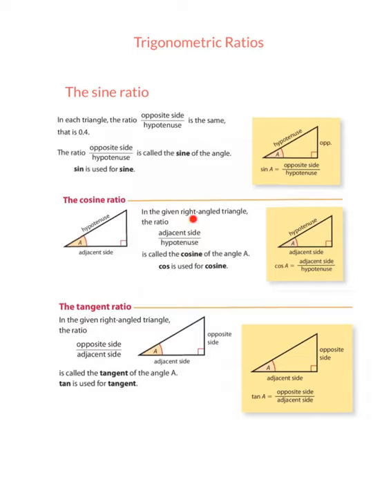The tangent ratio again. In the given right angle triangle, the ratio opposite side to adjacent side is called the tangent of the angle A, and we use tan for tangent. So tan is the opposite side over the adjacent. So the sine is opposite over hypotenuse, the cos is adjacent over hypotenuse, and the tan is opposite over adjacent.